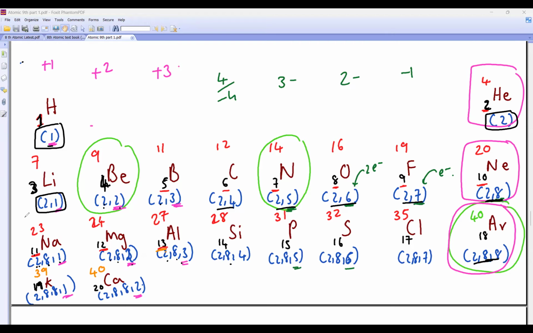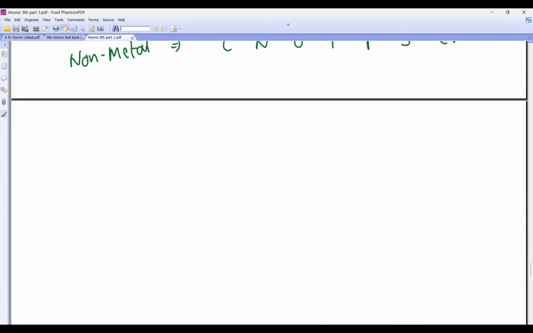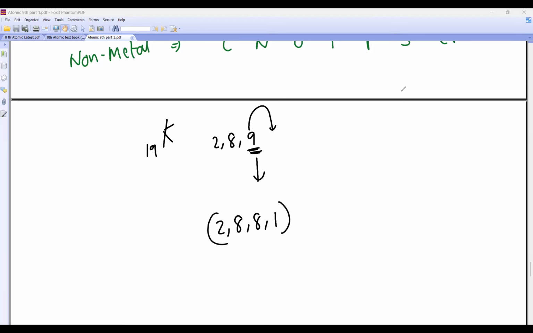Now this is very interesting for potassium and calcium. For potassium, atomic number is 19. So can I write 2, 8, 9? No, because this is my last shell. The last shell cannot have more than 8 electrons. So I'll shift 1 electron and write 2, 8, 8, 1. This is wrong, this is correct.